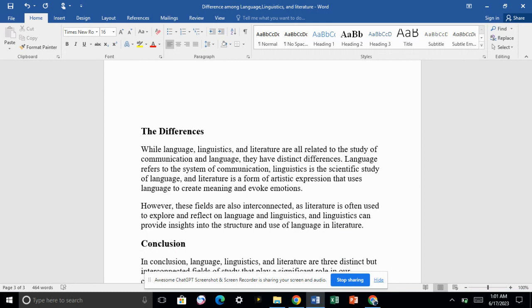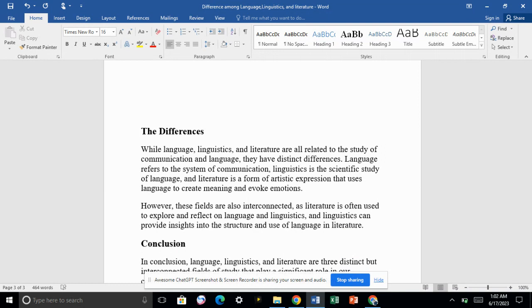What is language? This is the source of communication. What is linguistics? Linguistics is the scientific study of how we can make up a language. And what is literature? This is the differentiation among these three main subjects. Literature is a form of artistic expression.